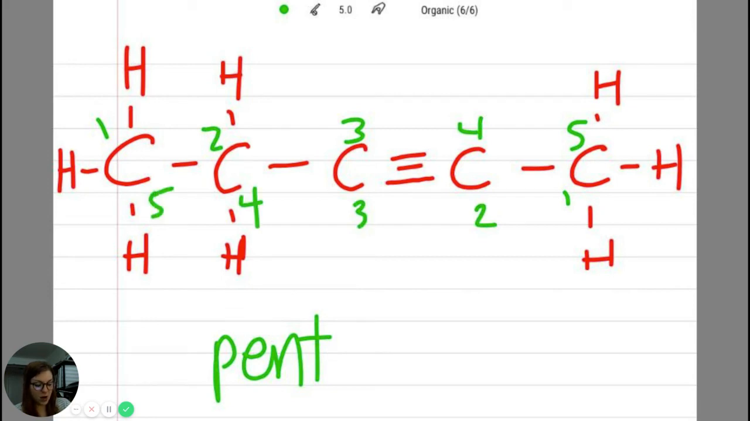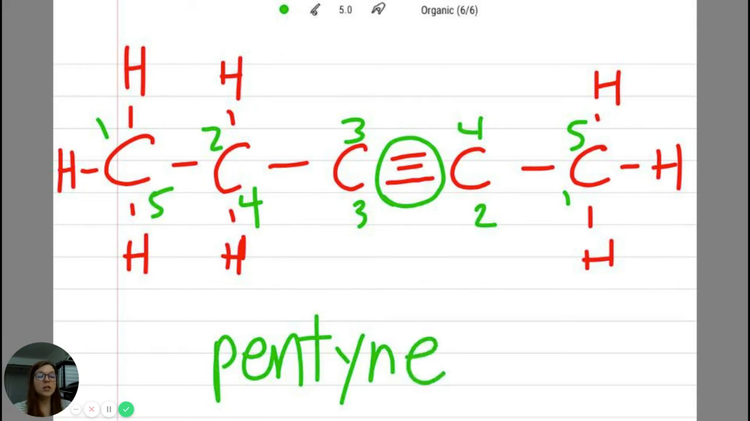Because I know I have this special triple bond right here, which means I need to add an "-yne" ending to the name of my molecule. So this is pentyne. Pentyne tells you that there's 5 carbons and there's a triple bond somewhere, but it doesn't specifically tell you where the triple bond is.